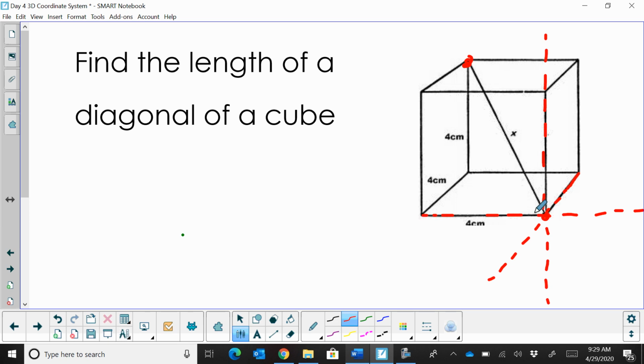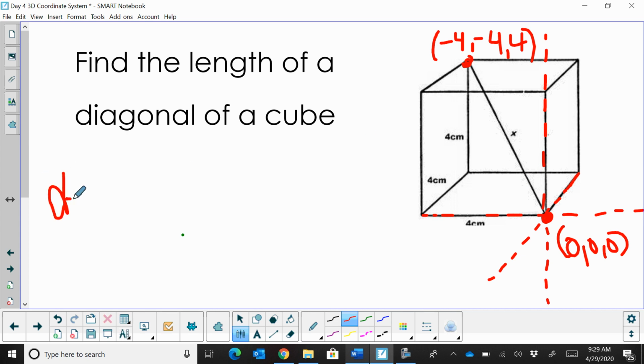Well, what would that point be? Well, that would be negative 4, negative 4, negative 4, positive 4. So negative 4, negative 4, and positive 4. And I'm finding the distance from the origin to this position. Well, what are the coordinates for the origin? 0, 0, 0. So really, I just need to find that distance.